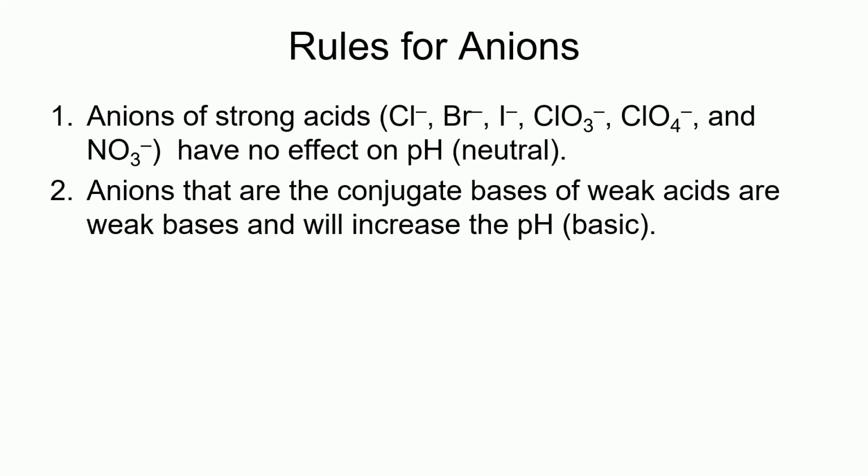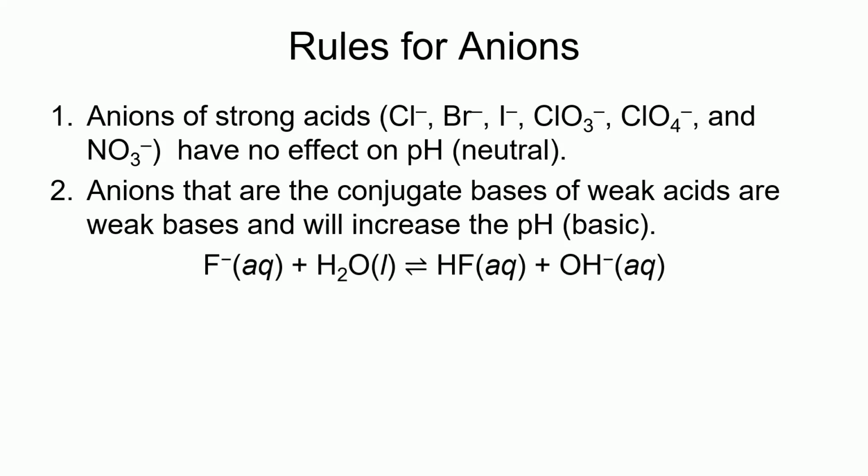Anions that are the conjugate bases of weak acids are weak bases, and they will increase the pH. In other words, they are basic. And we have lots of examples of those. One I'll just give you right away is the fluoride ion. And fluoride, when we put it in with water, will react to give us HF plus hydroxide.